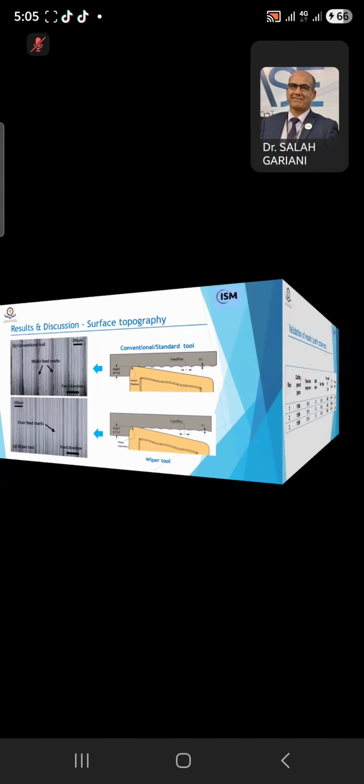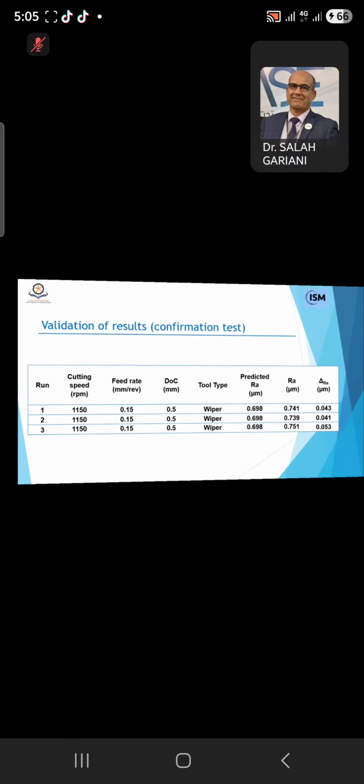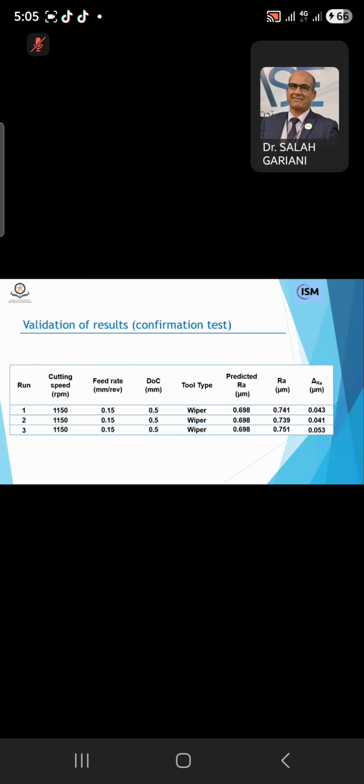Validation. To validate the results, 3 runs were performed at the same optimal cutting condition as the confirmation tests. Only a small error, 6.4%, was reported, which is within the acceptable range.